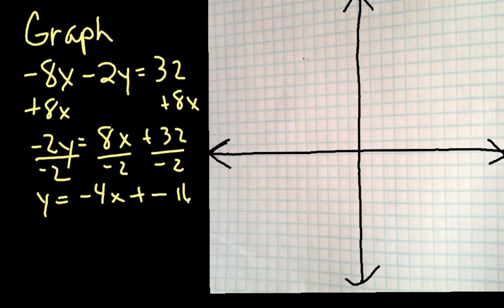Now, the slope is negative 4 and the y-intercept is negative 16. Okay? Now I got a problem. Anyone see my problem? I really don't have room on this graph to go down 16. Okay? So this would be a good time to let each line equal 2.